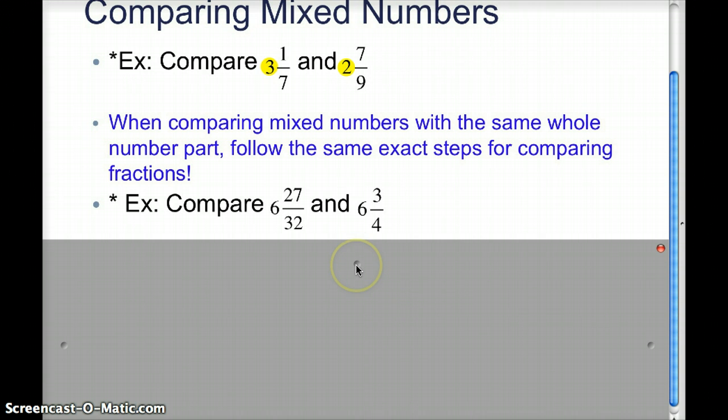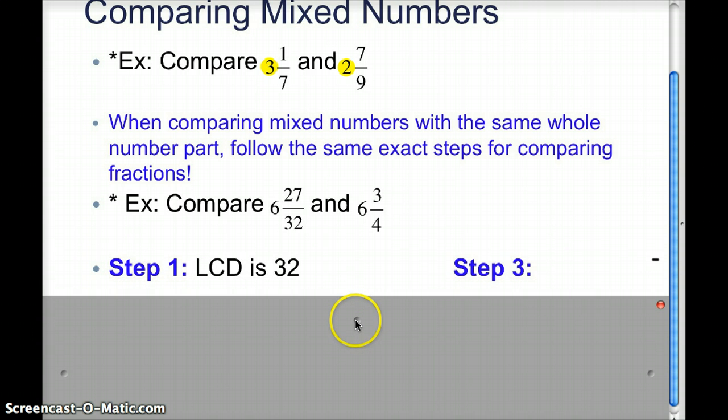So we first need to start by finding a common denominator between 32 and 4. Can you think of one? Well, you should recognize that 32 is actually a multiple of 4, right? 4 times 8 is 32. So a common multiple, and actually the least common denominator or least common multiple of 32 and 4 is 32.